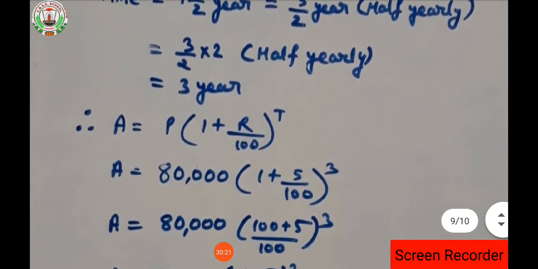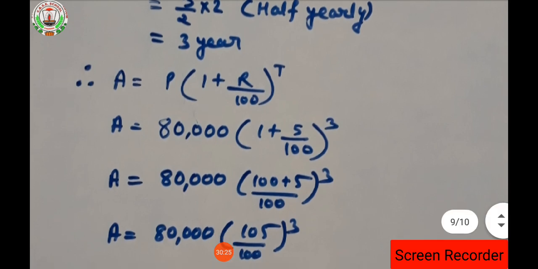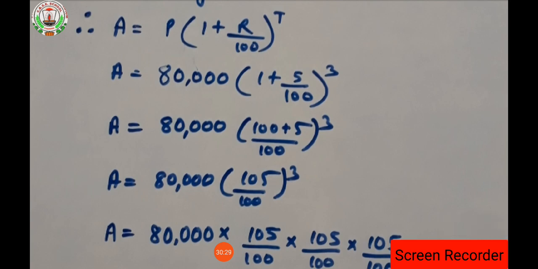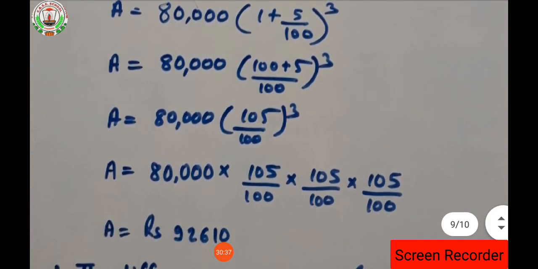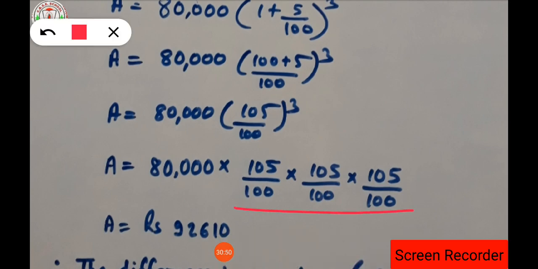Clear? Now A is equals to P into (1 plus R upon 100) to the power T. We can substitute the value and can solve easily, isn't it? So 80,000 is the principal, then into 1 plus 5 upon 100 whole to the power 3. We can solve by the cross multiplication method or by LCM method. So altogether what we will get at the last is 80,000 into 105 upon 100 whole to the power 3. So whole to the power 3 will be written how many times? 3 times it will be written.